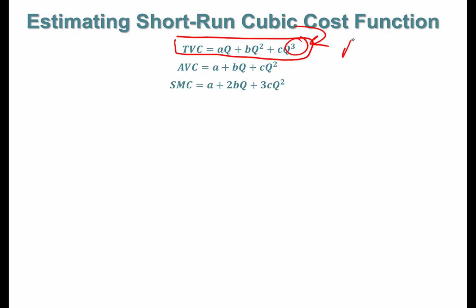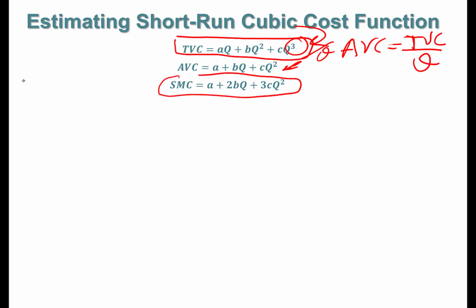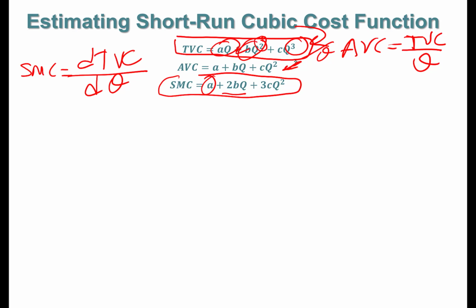Average variable cost is basically total variable cost divided by quantity. You divide this by Q, you're going to get average variable cost. And marginal cost is going to be the first derivative of the total variable cost with respect to Q, right? AQ becomes A. BQ raised to the power 2 becomes 2BQ. Lower this power by 1 and throw this 2 up front. Again, 3 goes up front, 3C. Q raised to the power 2 now, okay?